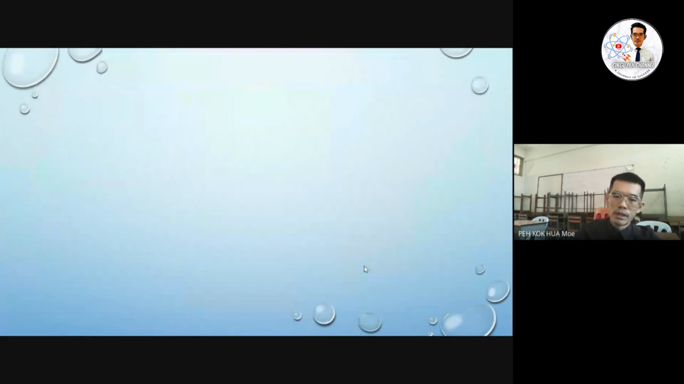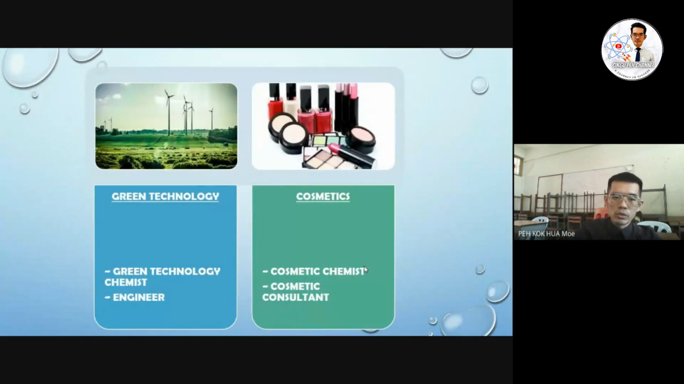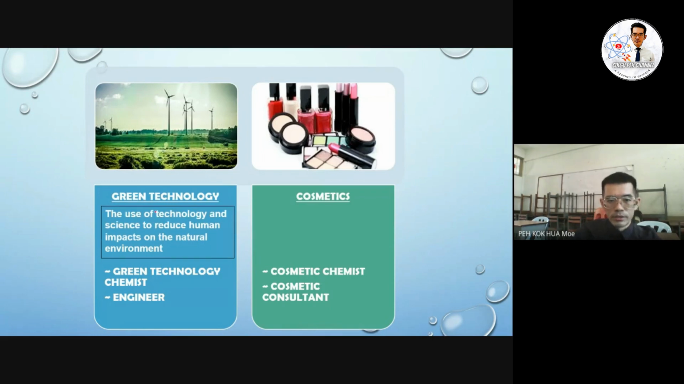And the next one is green technology. You can become a green technology chemist or engineer. This is the use of technology and science to reduce human impact on the natural environment. You can look at the figure here. They already try to use alternative energy instead of fossil fuels.